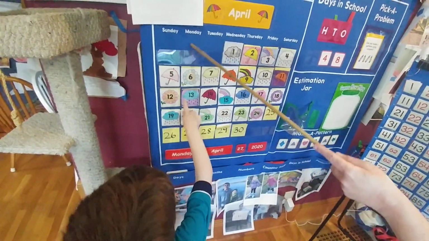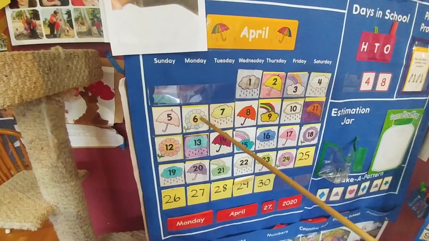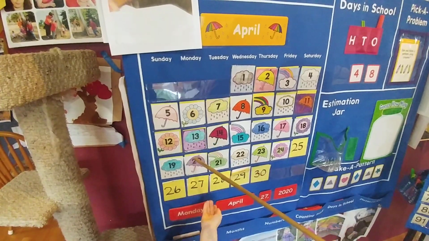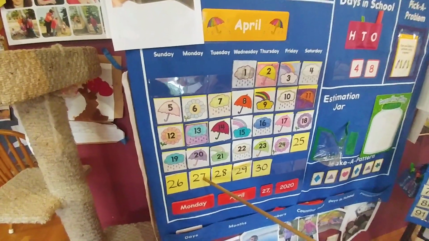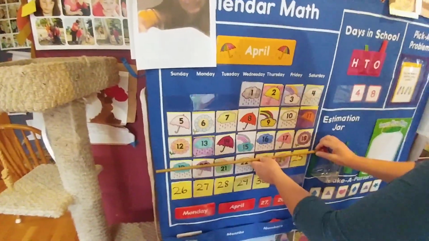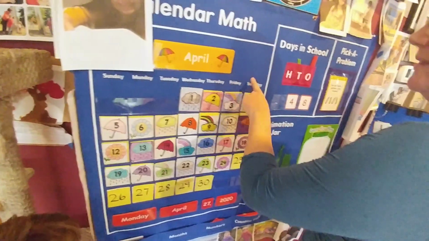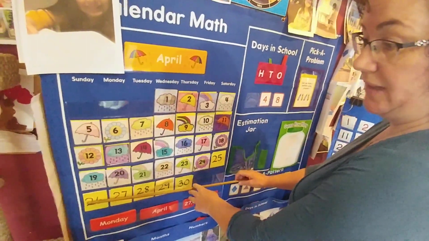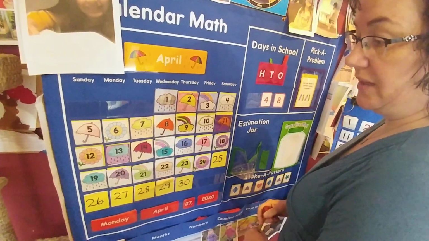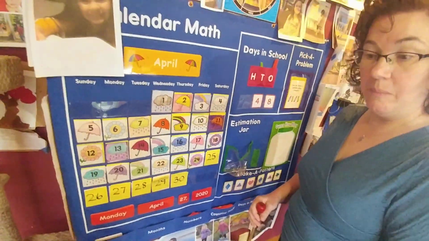If I go up to the top of the column, I'll see the word Monday. Four Mondays. Let's count them. One, two, this is three. Today's the last Monday. Every row is a week. A week has 7 days in it. One, two, three, four, five, six, seven. And this week is the last week of April. Next week will be the month of May.